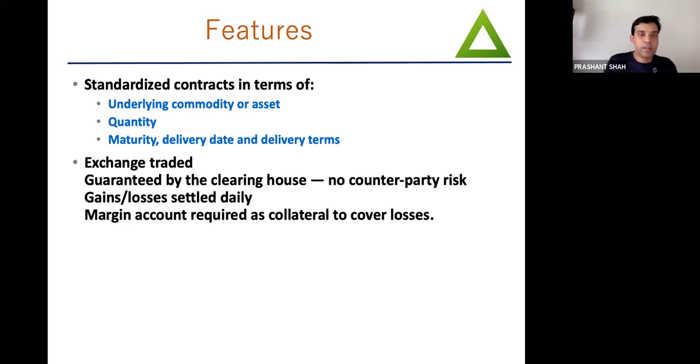Now, guaranteed by the clearing house. So, as we saw in the chart or the diagram, there is always a stock exchange which is acting as an intermediary, and hence it ensures that there is no counterparty risk. In forward, there used to be a trouble that there is no money which is changing hands during the contract, neither at the start of it. But in futures, it is to be settled on a daily basis. We call it mark to market.